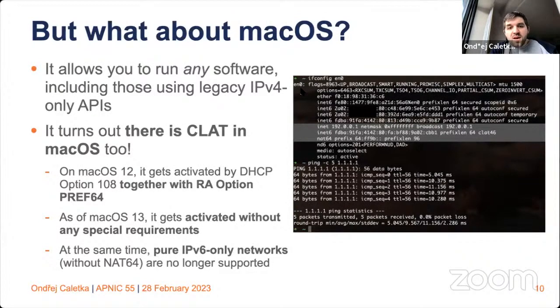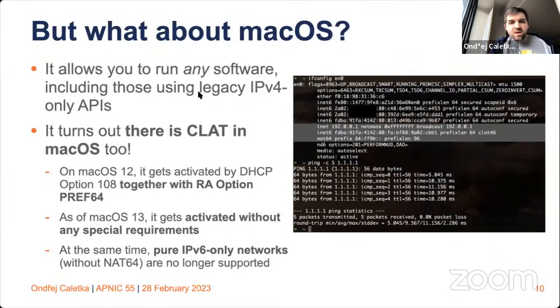Starting with macOS 13, it gets activated every time the network has NAT64. At the same time, it has this disadvantage that if the network is pure IPv6-only, meaning there is no NAT64, macOS will refuse to use it. It will basically disconnect and say that this network doesn't work. So there is now a hard requirement that Apple devices have to be connected to a network that supports IPv4, either natively or via NAT64. Yeah, so on the right-hand side, you see how it looks when the CLAT is activated.